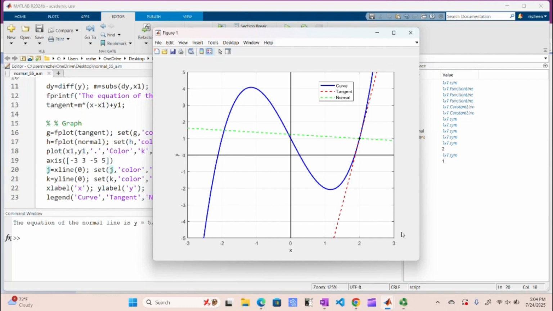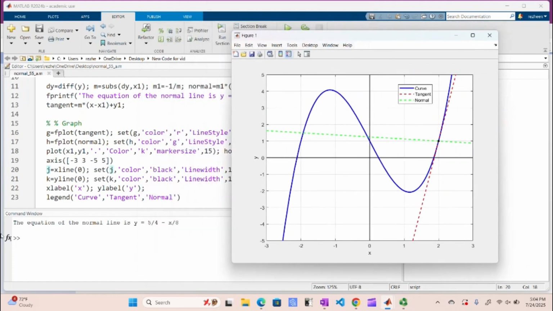So this is how we compute it. If we go back here, it tells us what the equation is, and we also graphed. So we computed the normal line, and we plotted the tangent, normal, and the curve together.